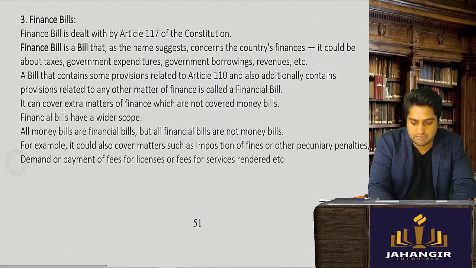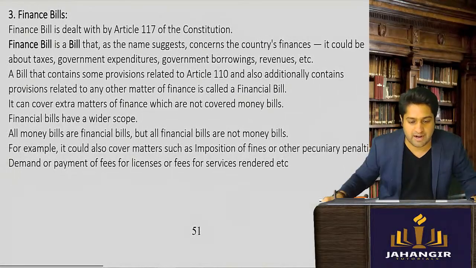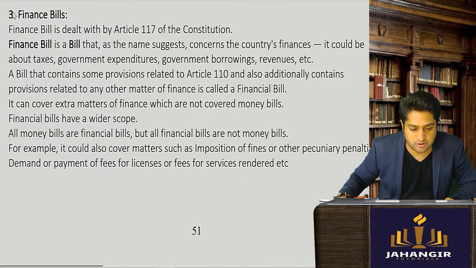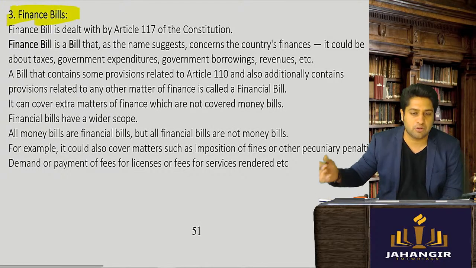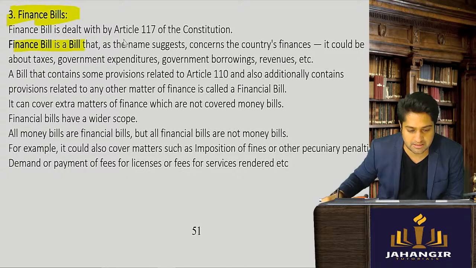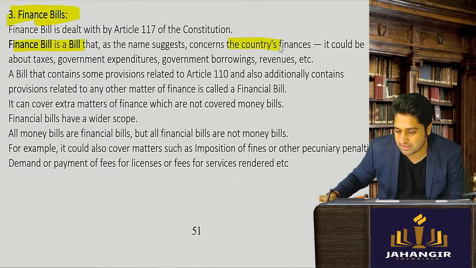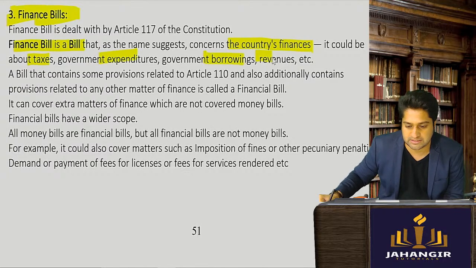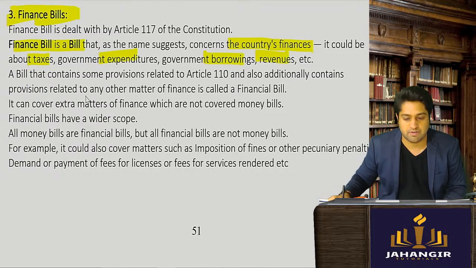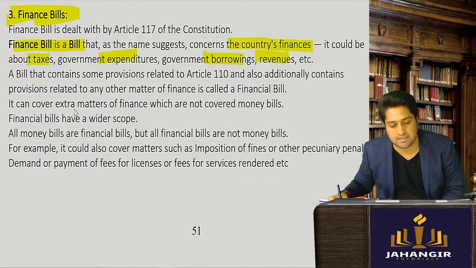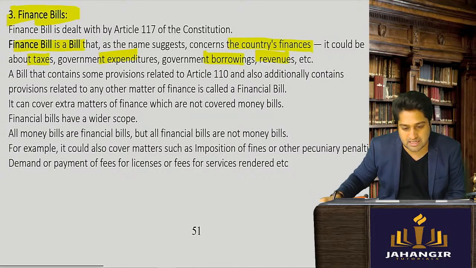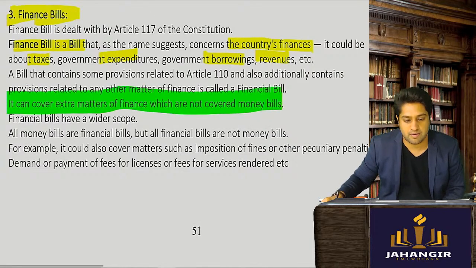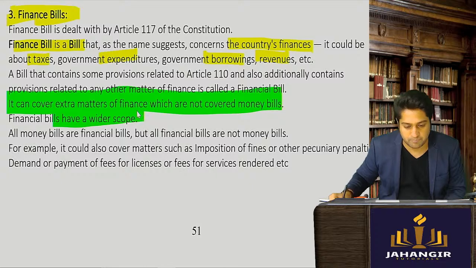Then coming to financial bills. Financial bill has a wider scope. It includes a money bill. Financial bill, as the name suggests, concerns the country's finances. It could be about taxes, expenditure, borrowings, revenues. So it covers all those matters which are there in a money bill. It covers extra matters also, which are not covered in money bills. It has a wider scope.